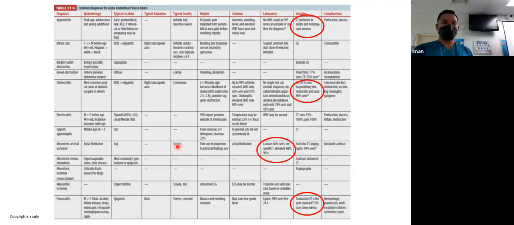If the patient has mesenteric arterial occlusion, usually the lactate will be high, so that can give us an idea about it. Pancreatitis, contrasted CT is the gold standard, and ultrasound may also show you edema.